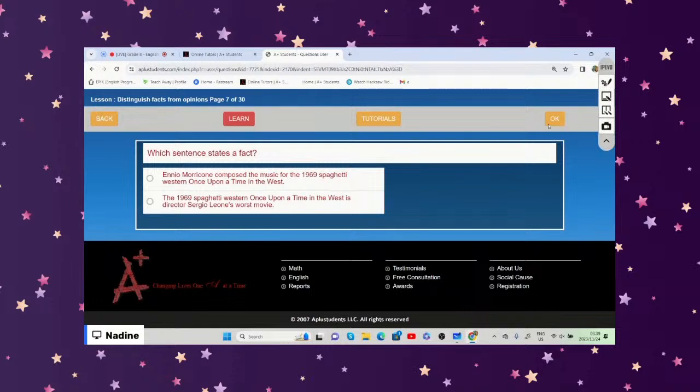Now, which sentence states a fact? Ennio Morricone composed the music for the 1969 spaghetti western Once Upon a Time in the West, or the 1969 spaghetti western Once Upon a Time in the West is director Sergio Leone's worst movie.